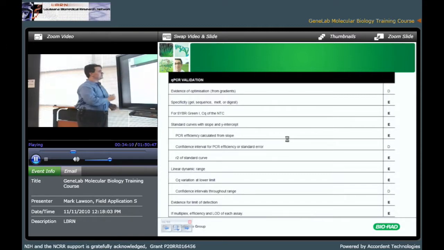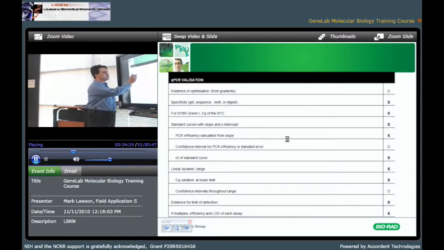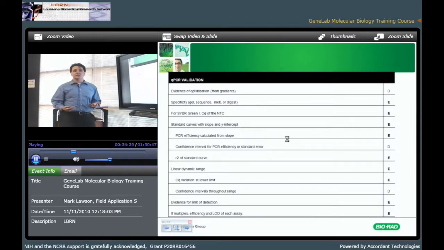The specificity. So that's as simple as running a gel. And I'll show you guys in a little bit a two-plate optimization scheme that includes a simple gel analysis of your products, which satisfies the requirement for specificity confirmation. For SYBR Green, you must have a no template control, and they very clearly specify on every plate. So if you're not currently running negative controls or no template controls on every plate, you should start.